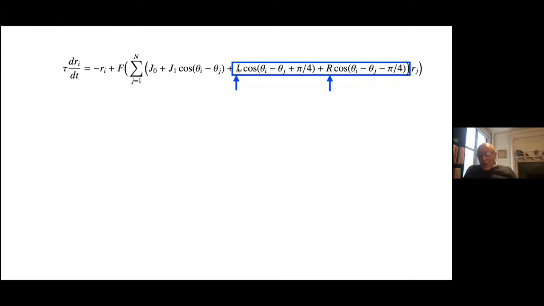And these coefficients, the strength of these connections, are governed by whether the fly is turning or not. So if the fly is not turning, L and R will match, and these two terms will cancel each other. But if the fly turns to the left, then this term gets big and this term starts dominating. If the fly turns to the right, this term gets big and this term starts dominating. And that causes a motion back and forth.